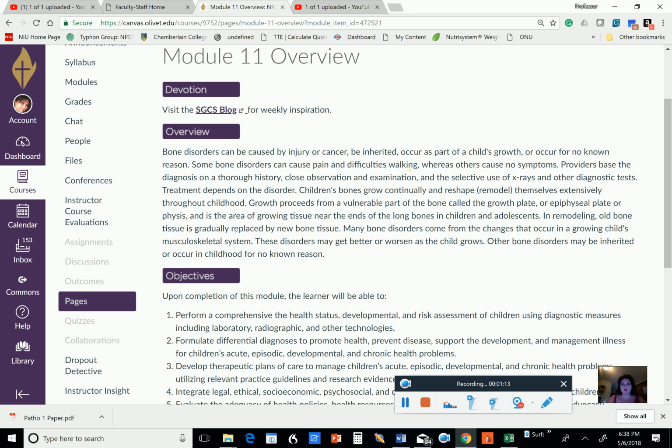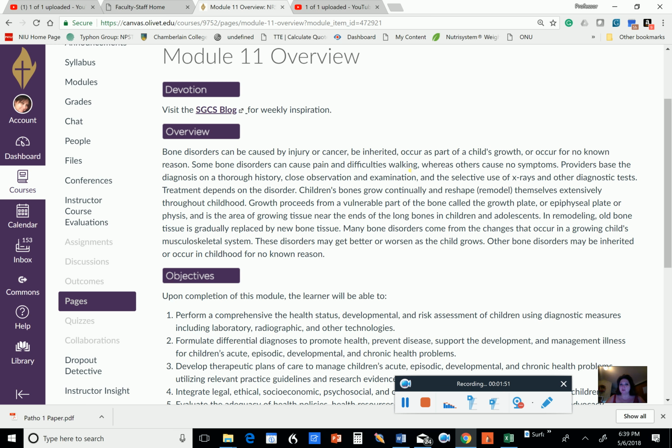Bone disorders can be caused by injury or cancer. They can be inherited, occur as part of a child's growth, or occur from no known reason. Some can cause pain, difficulty walking. Others can cause no symptoms. So providers base diagnosis on a thorough history, close observation, and examination. So I'm trying to teach my students in earlier courses of the incredible benefit of obtaining a complete history on our patients. We can learn so much information by listening and asking those questions.